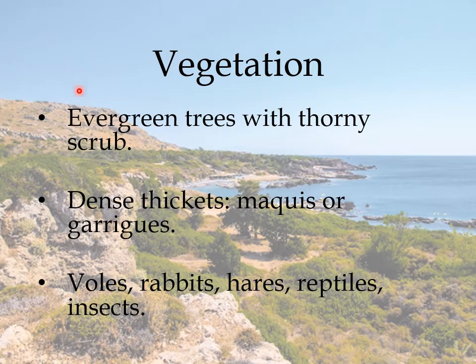Vegetation are these evergreen forests, so they are always green, that's the reason for the name. They do not lose the leaves in autumn. With thorny shrubs, so these bushes have thorns on them. It's a way to be protected. They have dense thickets, dense amounts of small vegetation, bushes, which are the maquis or garrigues, and they have voles, rabbits, hares, reptiles, and insects, etc.